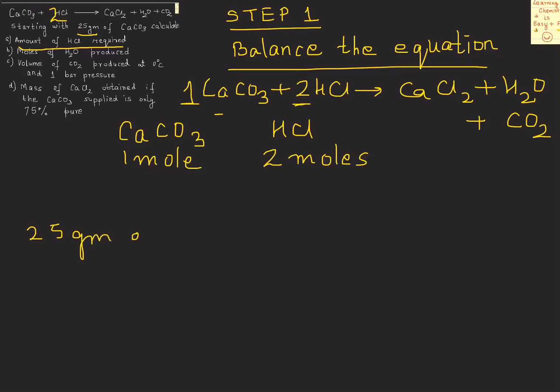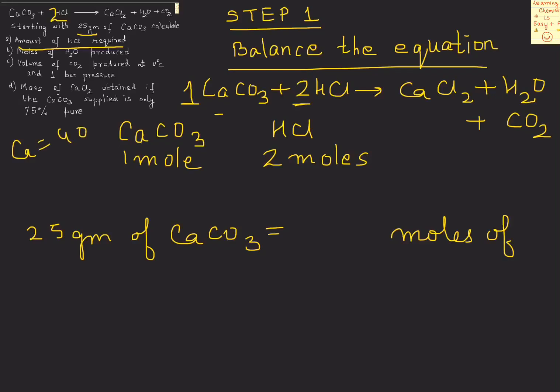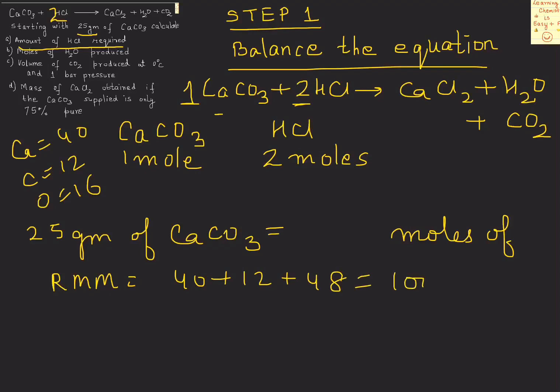Go ahead, calculate. Of calcium carbonate is how many moles of calcium carbonate? I will give you the atomic masses. Calcium is 40, carbon is 12, oxygen is 16. Go ahead, calculate. Yes, and how do you calculate the number of moles? The molar mass, RMM of calcium carbonate, comes out as 40 plus 12 plus 48, and that's our 100. That's why I've taken this simple question.